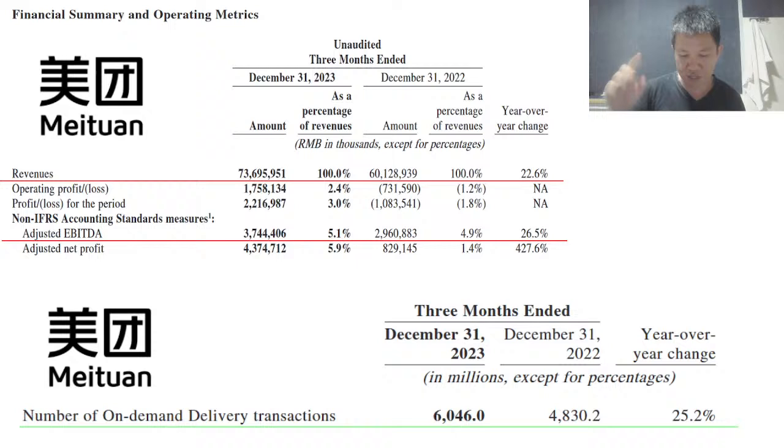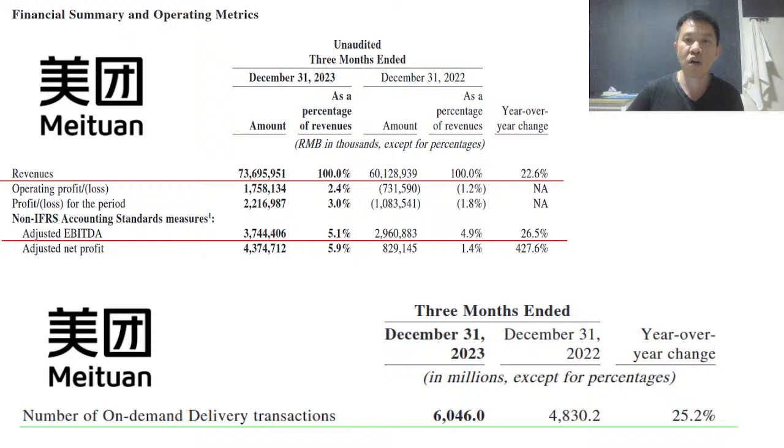Also, Meituan revenues for the fourth quarter grew at 22.6%, way above analyst estimates of 20%. I thought it would be slow because management said that the fourth quarter will be slow. In the end, they gave low guidance, then they super beat it. So for earnings, I use the adjusted EBITDA, 26.5%. Earnings grew at 26.5%, so that's very strong.